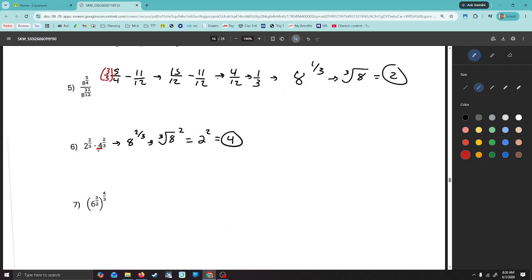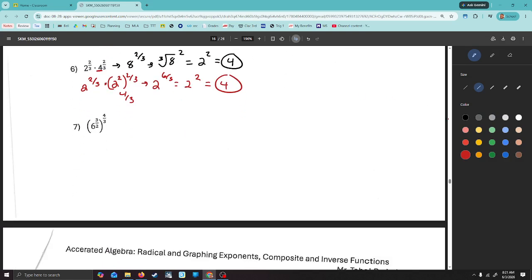Or I could rewrite the 4 as a matching root. So 2 to the 2 over 3 times 2 to the second power, which is 2 to the 4 over 3. So 2 thirds plus 4 thirds is 6 thirds, which is 2 to the second power, which is 4. There are multiple routes to it, but again, you could plug it into your calculator. All right. Again, if it's normal numbers, you can plug it in the calculator. If it's variables, you're not really going to be able to.